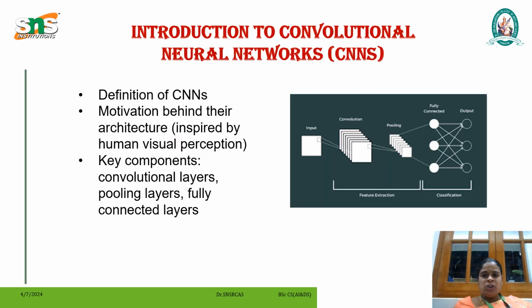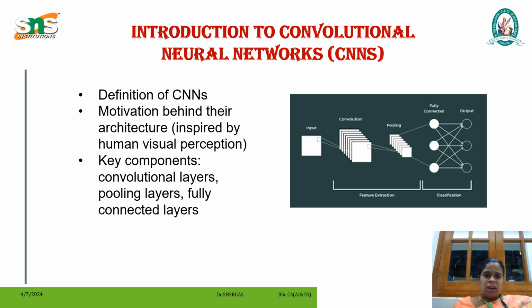Next one, introduction to convolutional neural networks. Explanation: define convolutional neural networks as a specialized neural network architecture designed for processing grid-like data such as images, and highlight their suitability for object recognition tasks and the motivation behind their architecture, inspired by human visual perception.